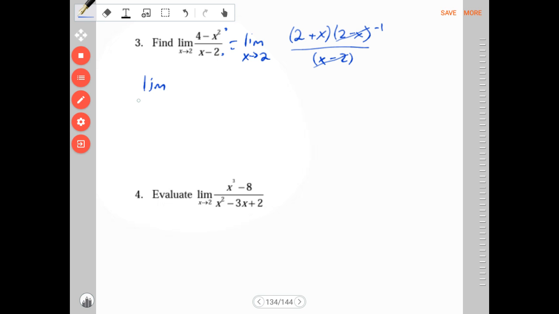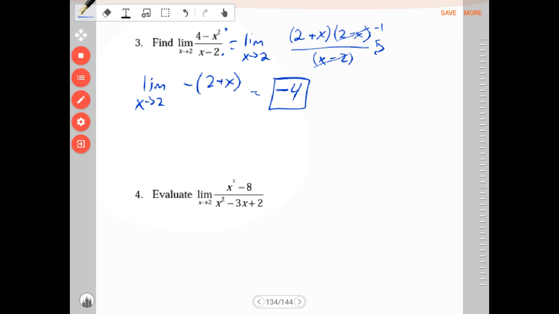So this is the limit as x approaches 2 of negative 1 times 2 plus x. Then we put the 2 in. 2 plus 2 is 4 times negative 1, so this equals negative 4. Maybe play that one again. Remember, when factors like those two divide, they have exactly opposite signs, so when it factors, it leaves behind that negative 1.